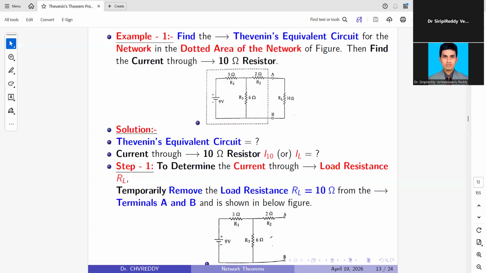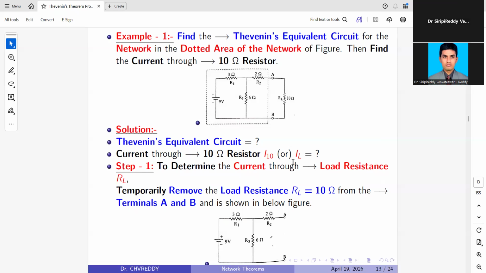Here, the given data is: in the problem they are asking for the Thevenin equivalent circuit, so the Thevenin equivalent circuit is the question mark. And they also ask how much current is passing through the 10 ohm resistor, that is, the current through the 10 ohm resistor, I10 or IL, equals question mark. So these two we have to find in this problem.